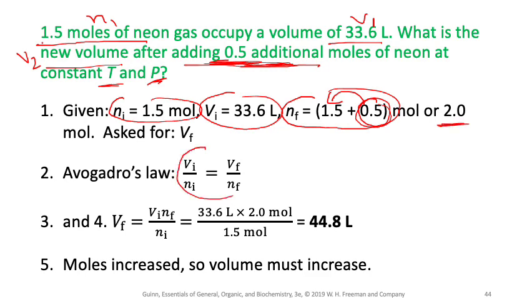And we have to use this equation, Avogadro's law. We need V final, so put this on the top, and you will get Vi Nf over Ni. Plug in the numbers, moles will cancel, and you will get 44.8. And it makes sense because the number of moles increases from 1.5 to 2 moles, so the volume has to increase, right? So that's why you have a larger volume in your answer compared to 33.6, right? And it justifies Avogadro's law.